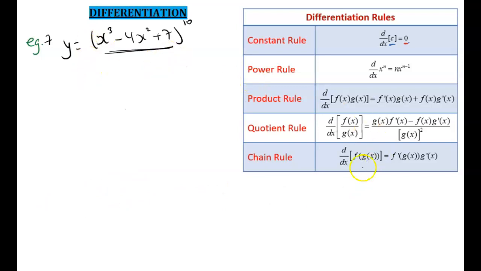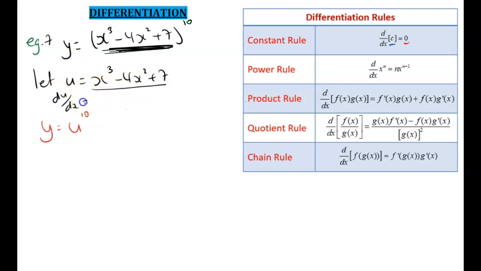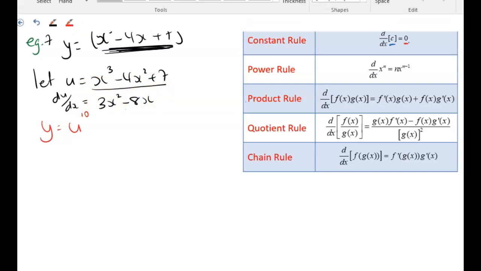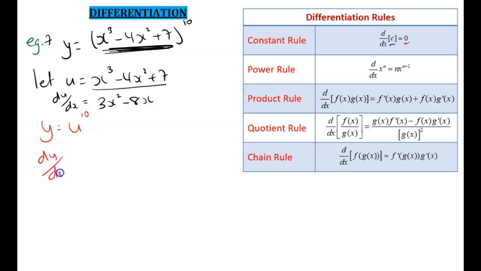In this particular sum, all it's telling us is that we need to use this as one value, right? So let u be the inside value. So I'll get this. And then y will actually be u to the 10th power. So then let me work out what is du/dx. du/dx would be the differential of this expression here, which would be 3x squared minus 8x, and dy/du will actually be the differential of this red expression here, u to the 10, which is 10u to the 9, right?